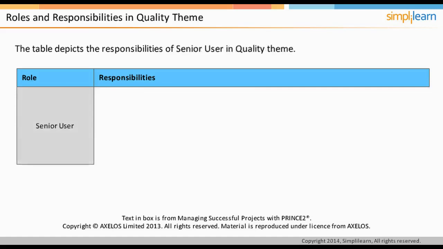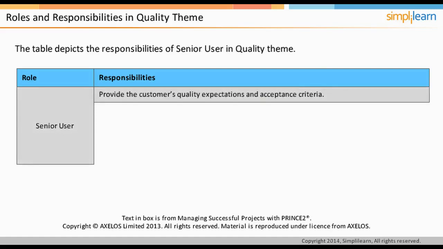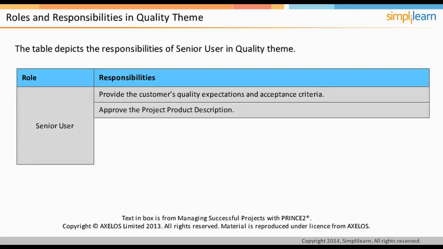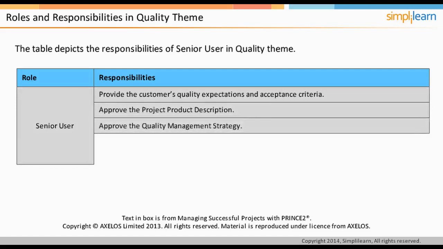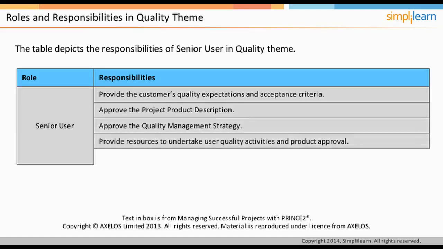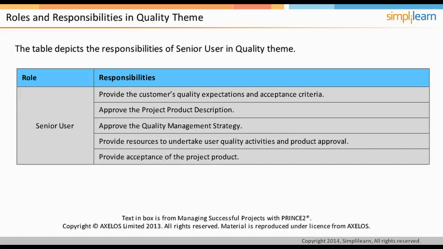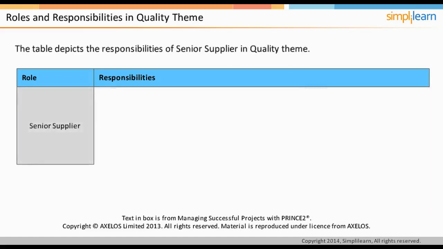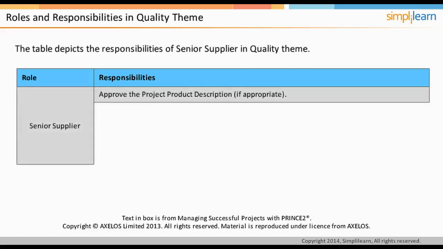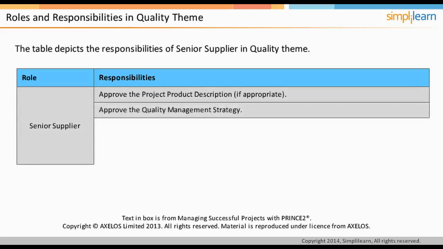Senior user or users provide the customer's quality expectations and acceptance criteria. They are also responsible for approving the project product description and the quality management strategy. Senior user or users provide resources to undertake user quality activities and product approval, and provide acceptance of the project's product.